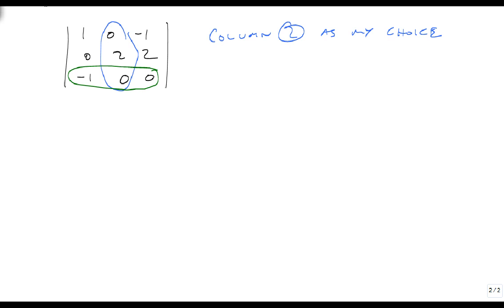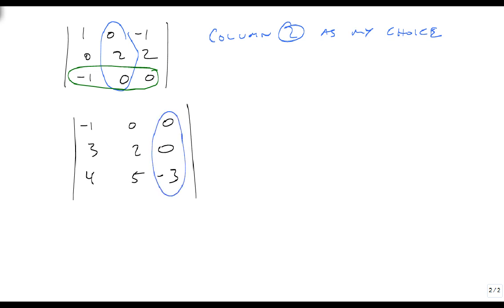Okay, a follow-up example. Suppose I have instead minus 1, 0, 0, 3, 2, 0, 4, 5, minus 3. Here, again, I've got a column and a row that have 2 zeros. So I'm going to pick one of these two, and only one of these two. I'm going to ignore the rest of them because they only have 1 or they have none. So here, this column has a 3, and a 3 is uglier than a 1. So again, I'm going to pick column 3. Not column 1 this time, but it's going to be column 3.